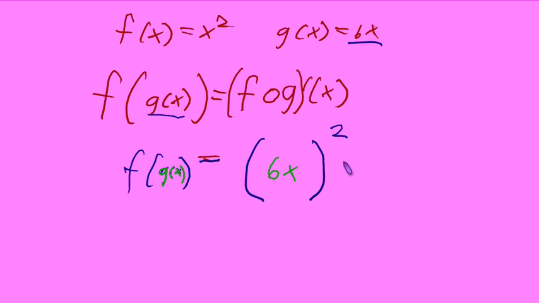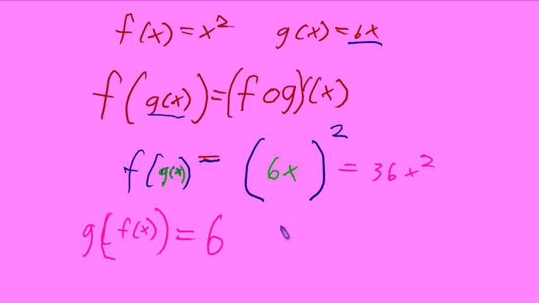What this all equals is 6x squared, which is 36x squared. This is what's known as the composition of f and g. By the same logic, we can take g of f of x. We start out by writing our g of x using parentheses as placeholders, and then placing our f of x inside those parentheses.